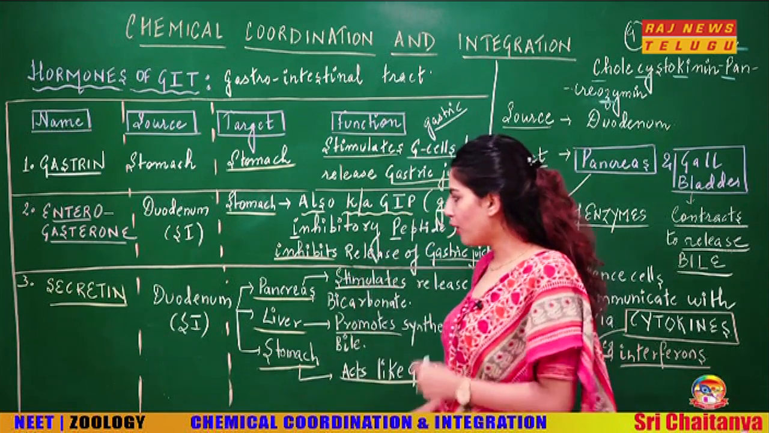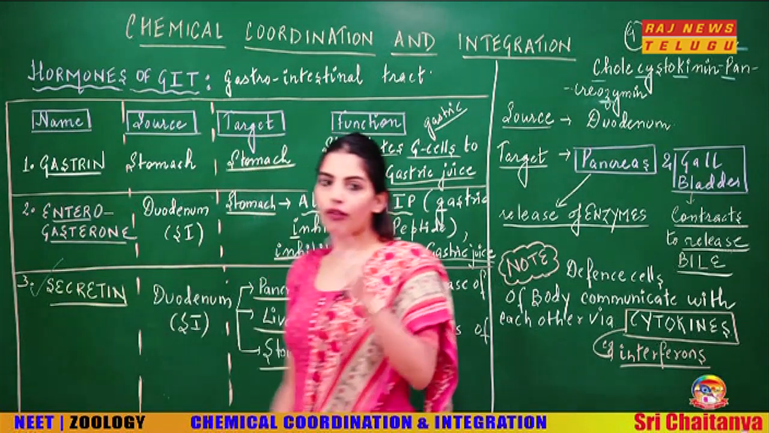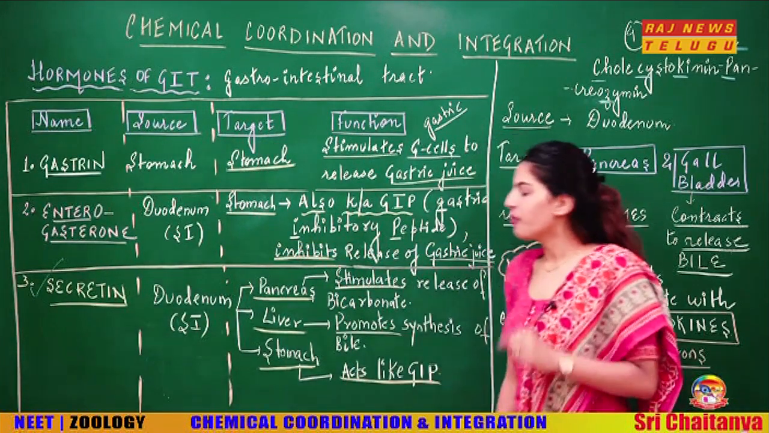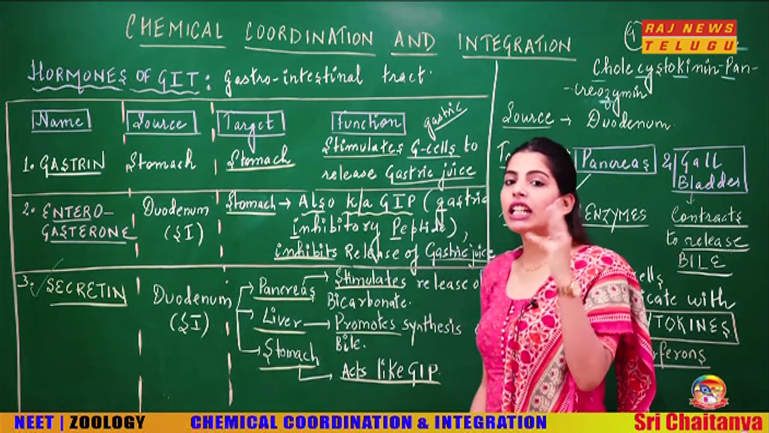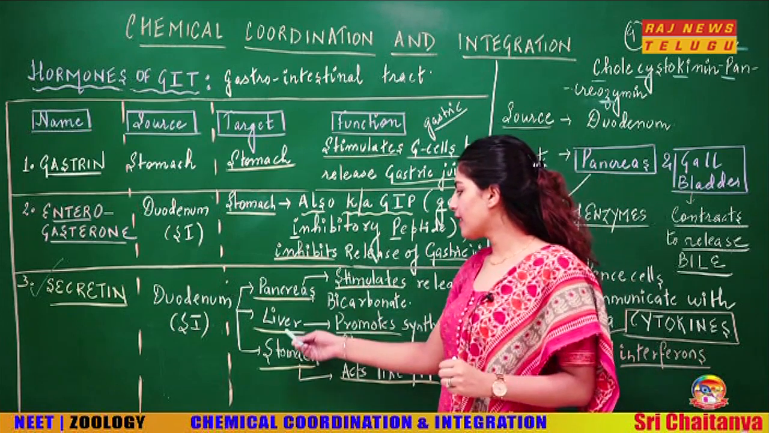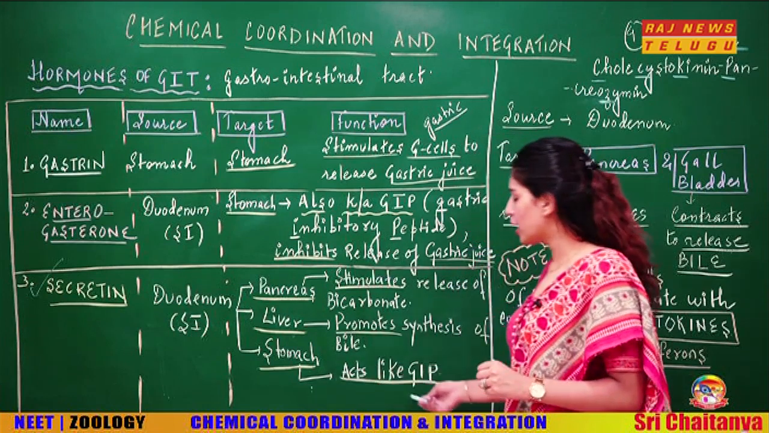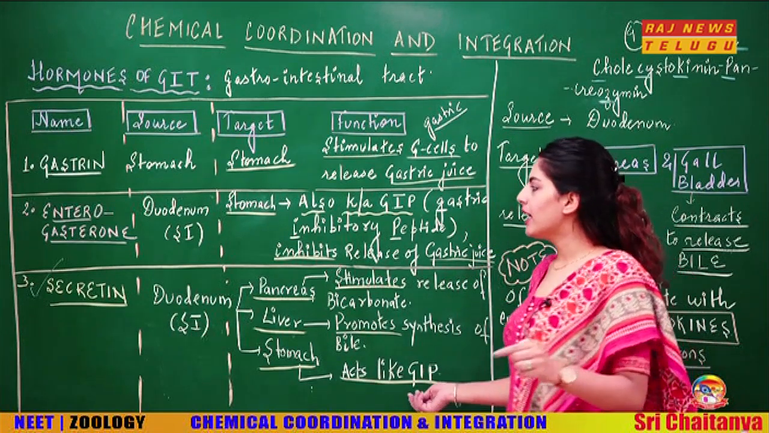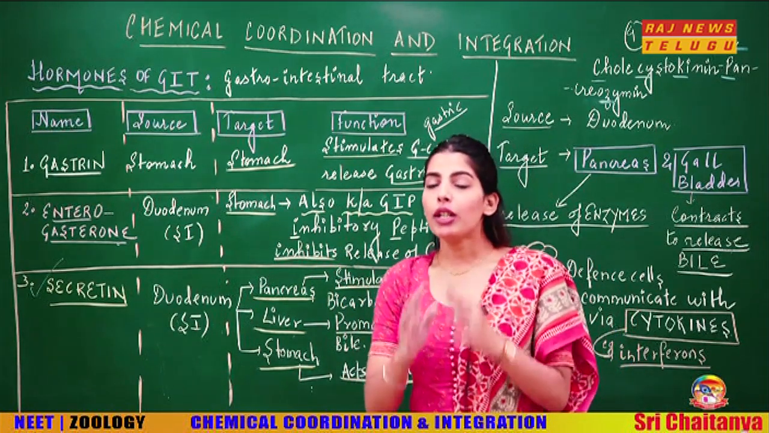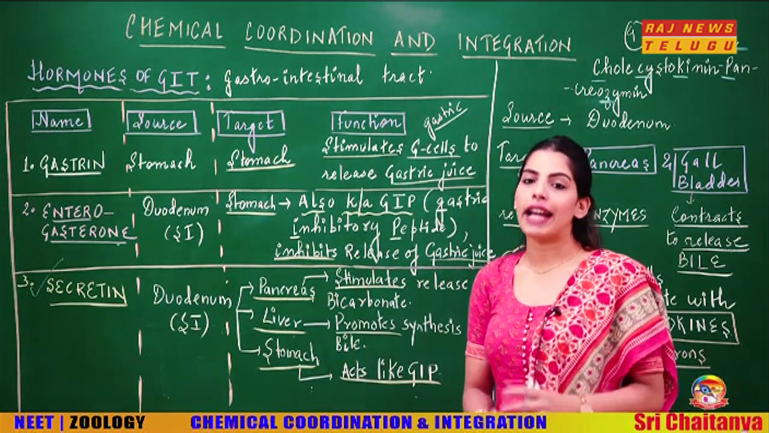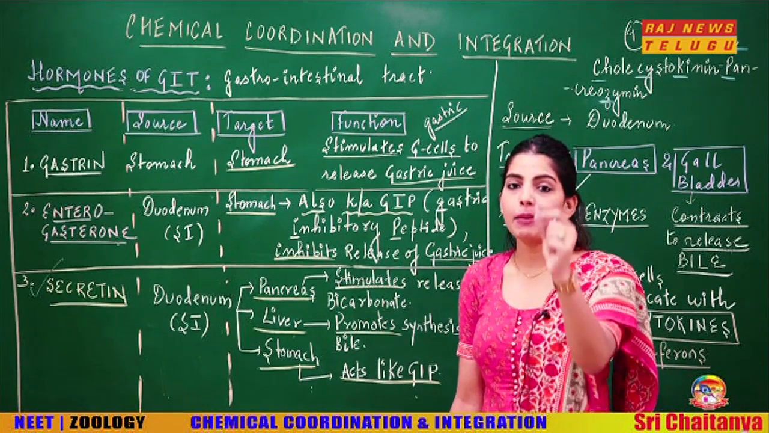Alright, moving on, the first hormone that was discovered is secretin. First hormone discovered, secretin. Source is again the small intestine, duodenum, and it has three targets: pancreas, liver and stomach. Now students, on the stomach, I have written it over here, it acts like GIP. It is exactly going to perform the action like enterogastrone, which means inhibition of release of gastric juice. But the other two functions of secretin are of stimulating type.